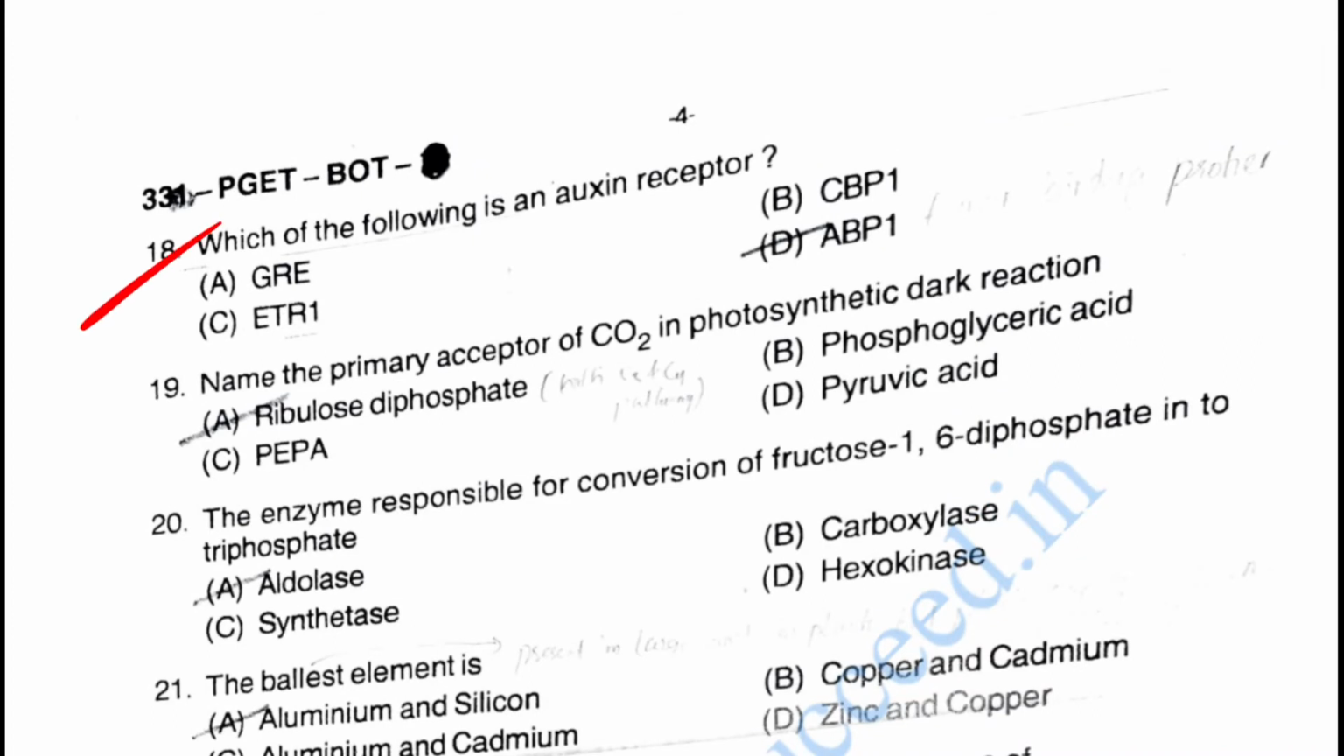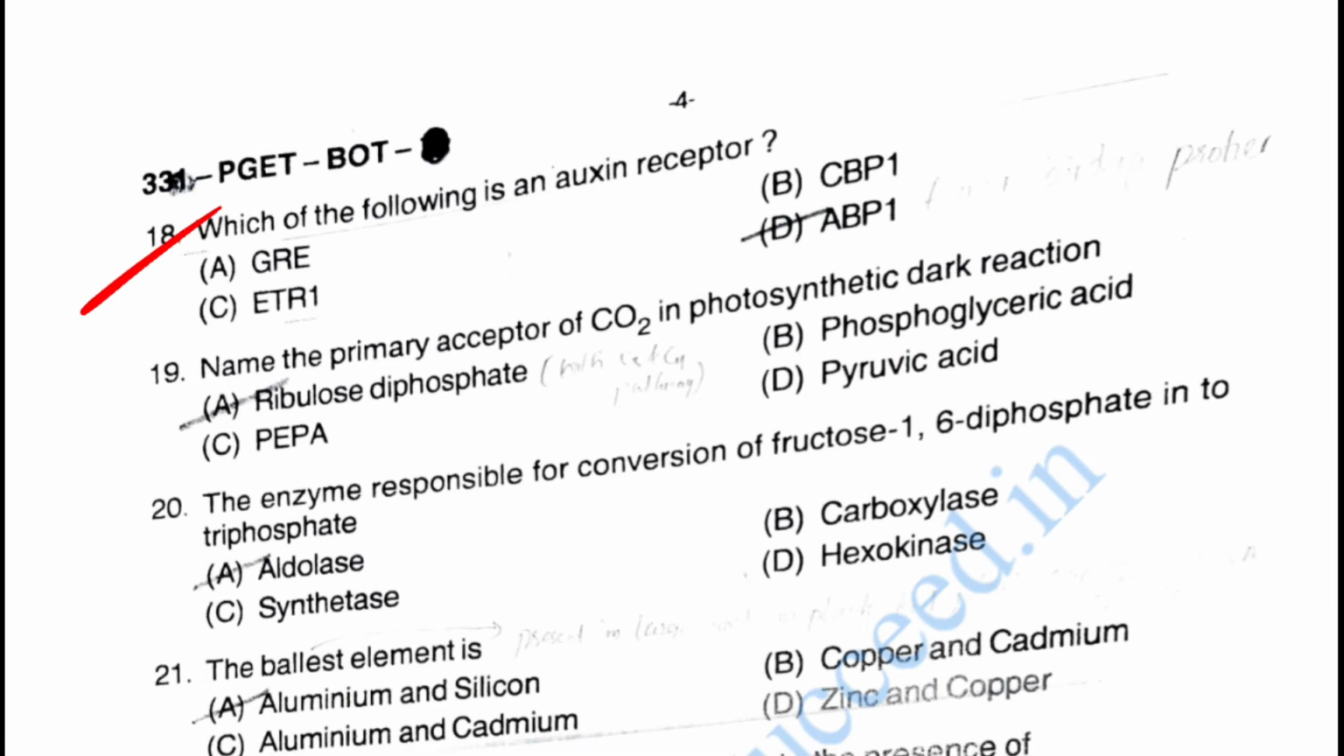Now, which of the following is an auxin receptor? Okay, here we'll have to find out the auxin receptor. And what is the answer here? Auxin receptor is ABP1. Okay, and what does it mean? Auxin binding protein 1. So clear? So auxin receptor is ABP1, that is auxin binding protein 1.